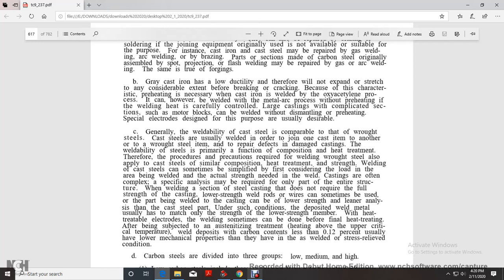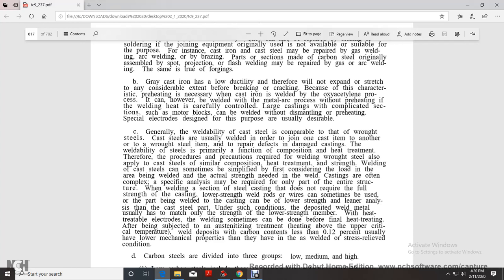Generally, weldable cast steel is comparable to wrought steel. Cast steel is usually welded in order to join one casting to another or to a rolled steel item, or to repair a defect in a damaged casting. Weldability of steel is primarily a function of composition and heat treatment. Therefore, the procedures and precautions required for welding rolled steel also apply to cast steel of similar composition, heat treatment, and strength. Welding of cast steel can sometimes be simplified by first considering the load in the area being welded.